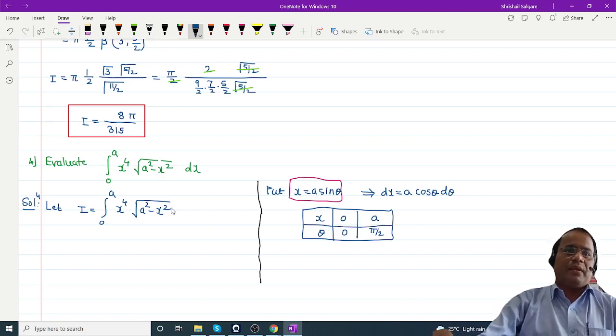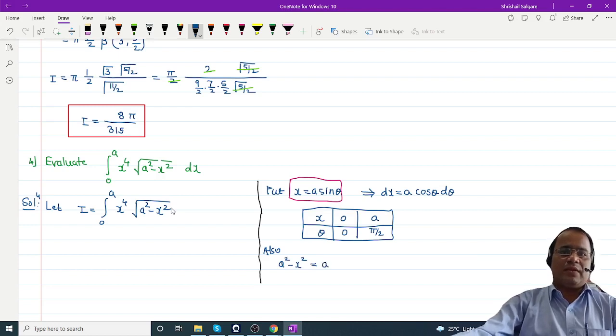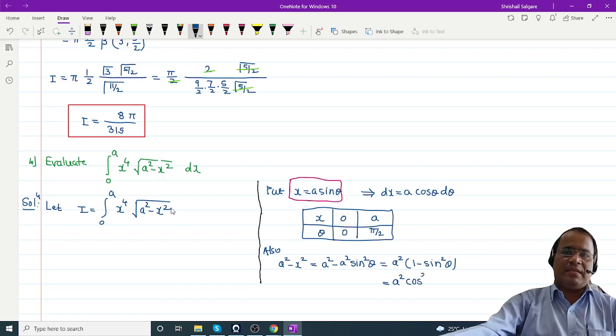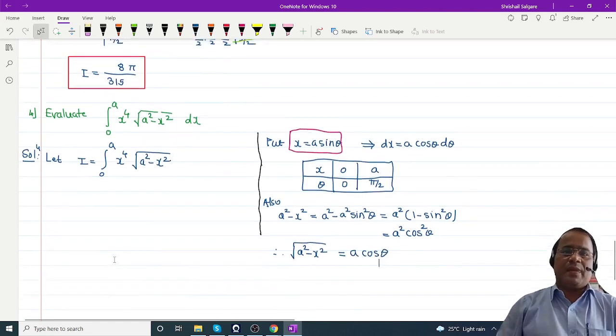Now this one also I will calculate, a square minus x square, with the square root. A square minus x square is a square sine square theta. From this I will take a square common, 1 minus sine square theta, which can be written as a square, 1 minus sine square is cos square theta. Therefore, if you take the square root of a square minus x square, taking the positive square root, you will get a cos theta.